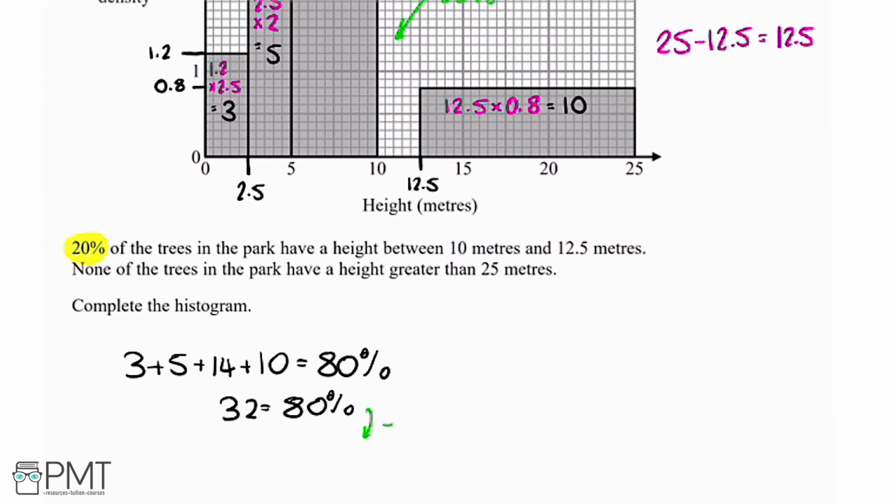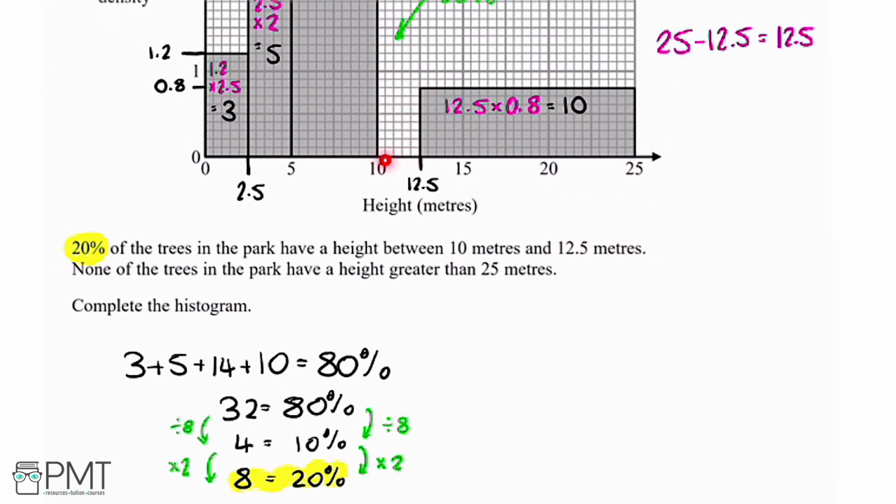If we divide both sides by 8, we're going to have 10% on the right hand side and 4 on the left hand side. If we now times by 2, we can have 8 on the left hand side and 20% on the right hand side. And that's great. We know that 20% is equal to 8 trees. So we just need to fill that in here.